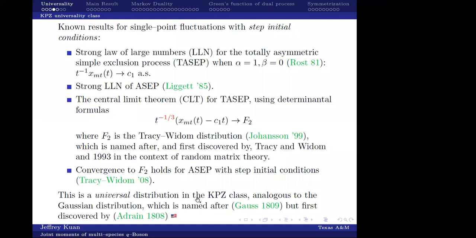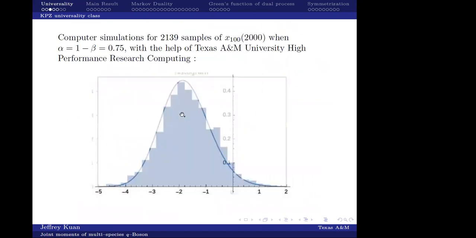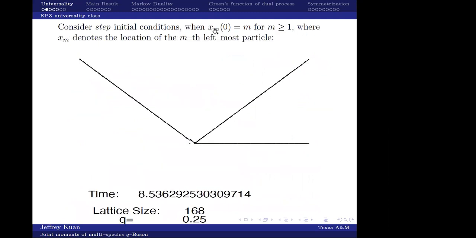Sorry, can I stop you just a second? Yes, go ahead. And so what is the subscript m? You have x_m(t). Oh, yes. It's the position of the mth leftmost particle. So as t goes up, you look at a particle that starts farther out in this direction. I thought each site can only have one particle. So I'm just trying to understand this drawing.